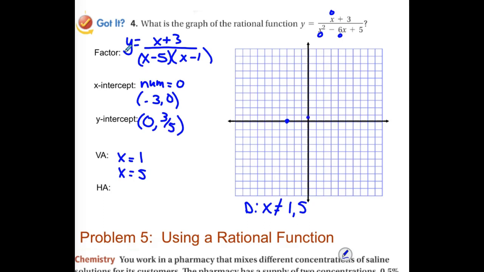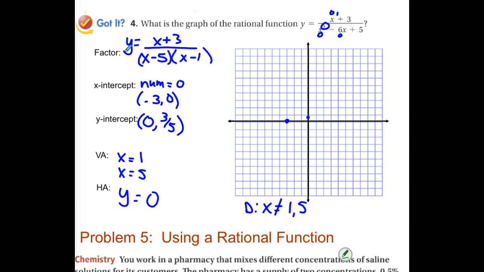And then horizontal asymptotes. That's based on degree. What's the degree of the numerator? Degree of the numerator, 1. Degree of the denominator, 2. Right? Degree of the numerator is 1. Degree of the denominator is 2. So what do we do when the top degree is smaller than the bottom degree? Y equals 0. Okay.